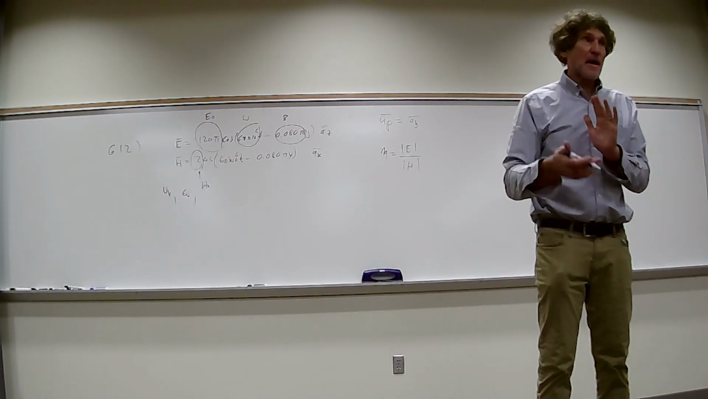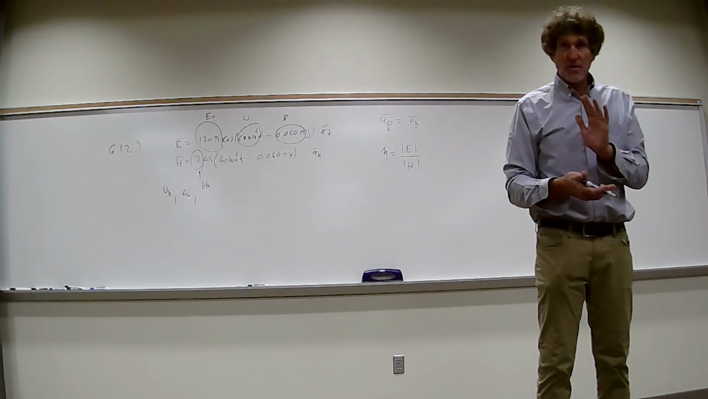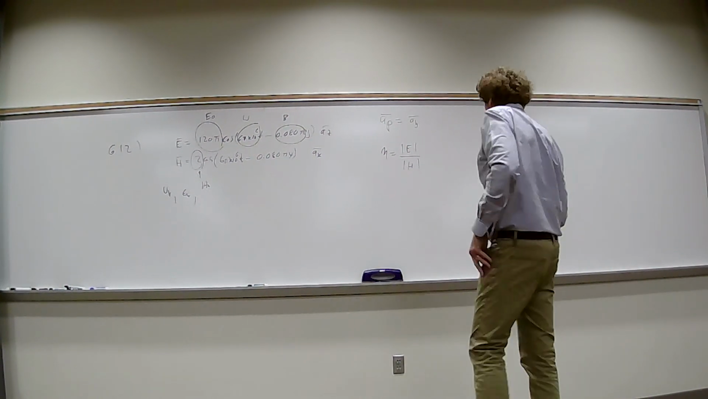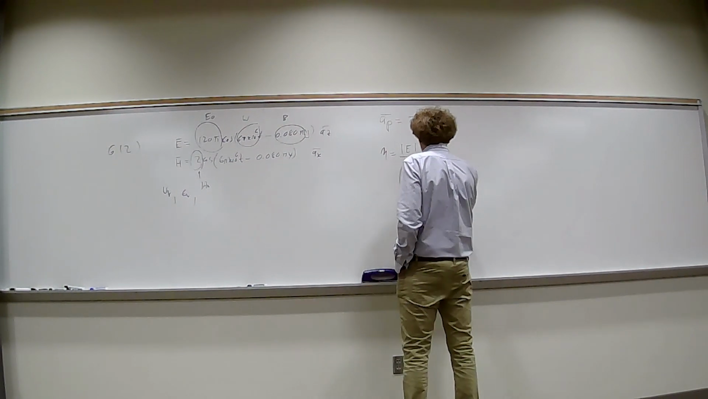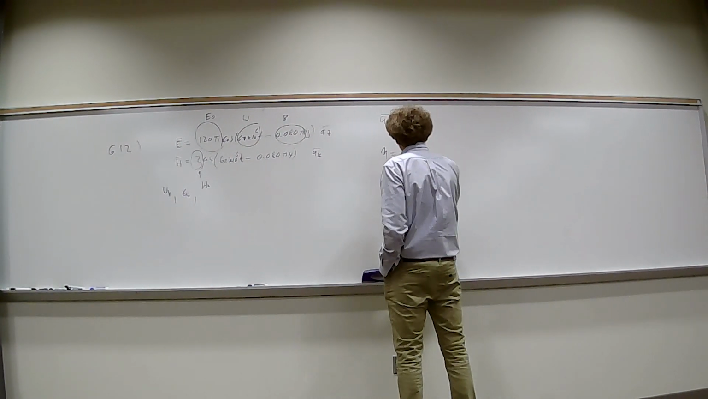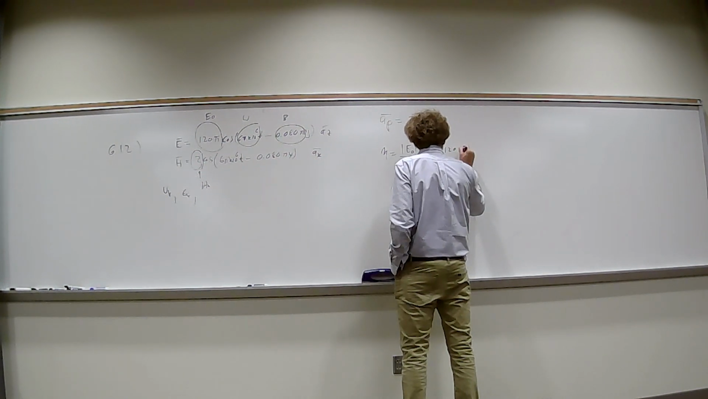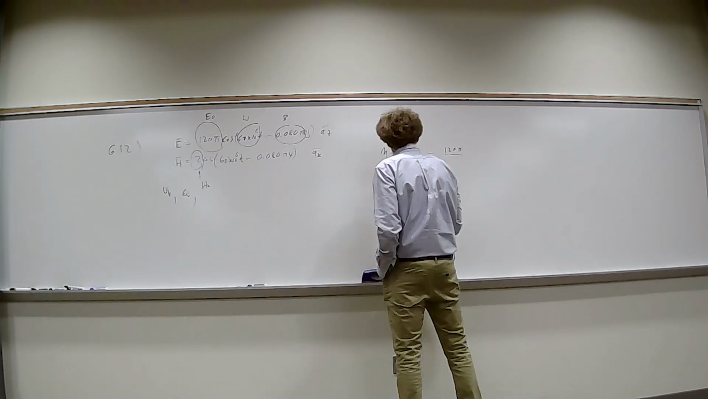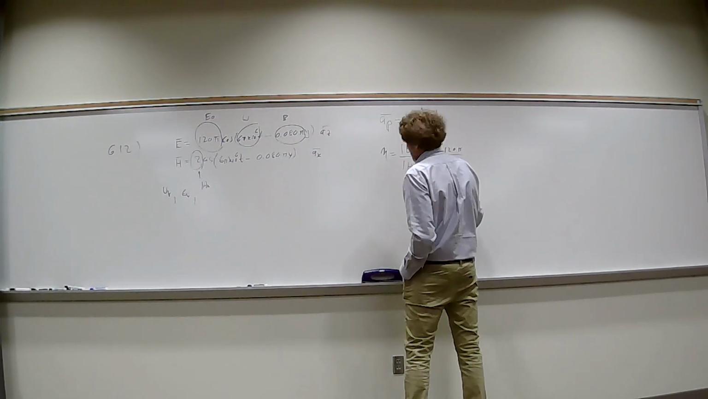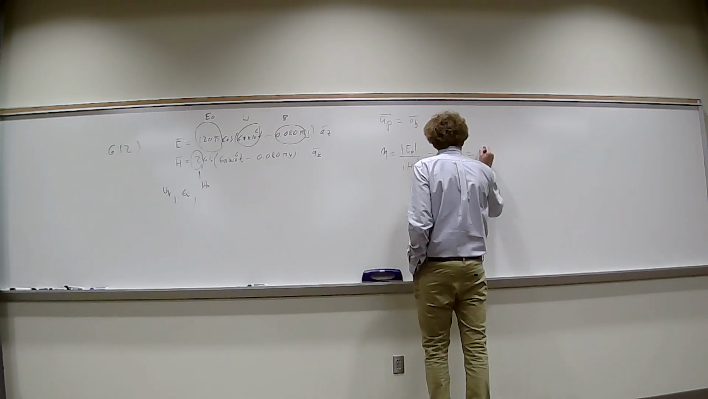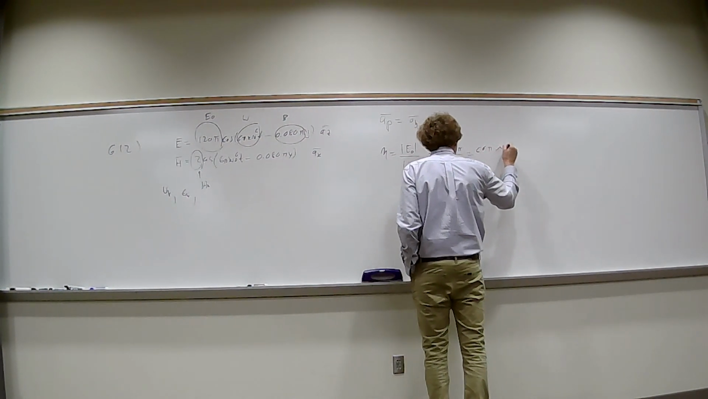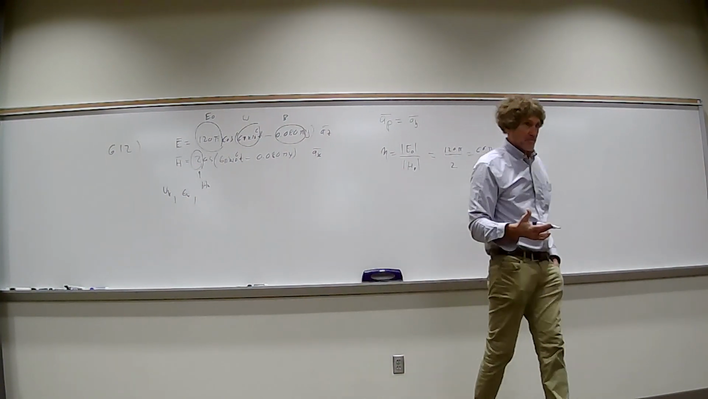Volts per meter over amps per meter is ohms. That is the unit. Do you follow me? So here, the magnitude of, I really should call E naught over H naught, is equal to 120 pi over 2, so that is 60 pi ohms, that ratio.